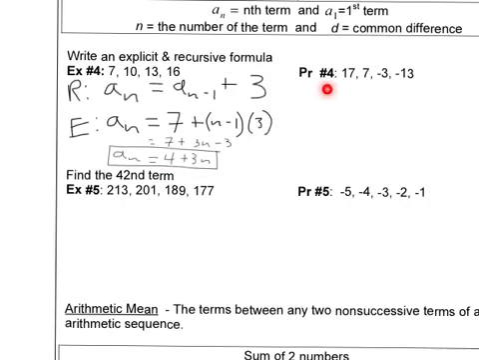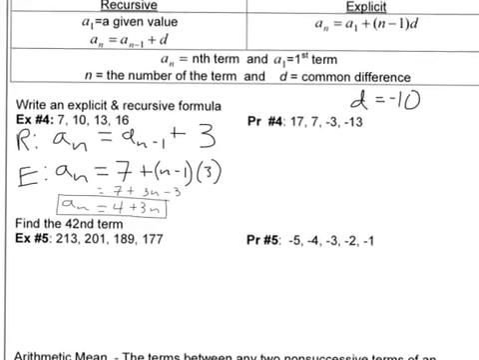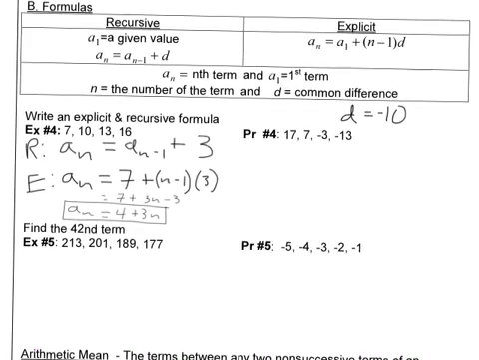Okay, I want you guys to practice writing these out. Remember to figure out what your common difference is first. And on this one, it looks like it's going down by 10, going down by 10, going down by 10. So the common difference is negative 10. So go ahead and write the explicit and the recursive. And you may want to pause the video because I'm going to put the answers up in just a second.